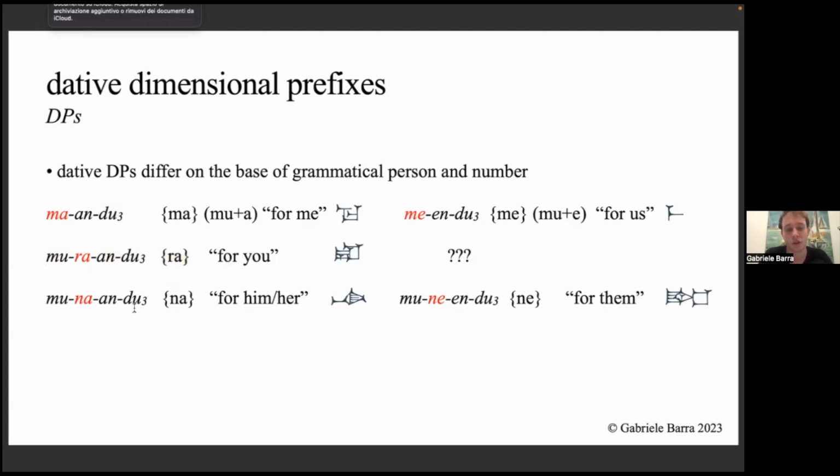In the third person singular, we have na, so same thing, just na, and this is how they're written. In the first person plural, same thing as the first singular. You have mu plus e for us. And again, this is how you write it, very simple. We don't know about the second person plural because, well, it's unattested.